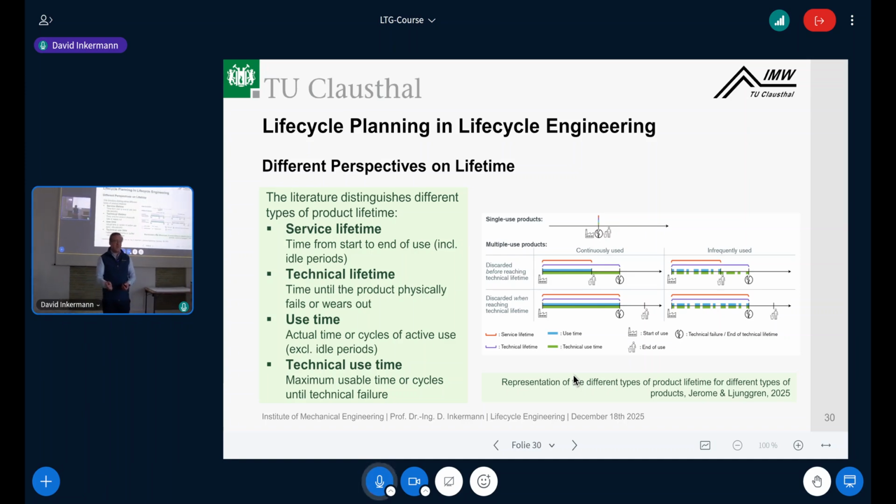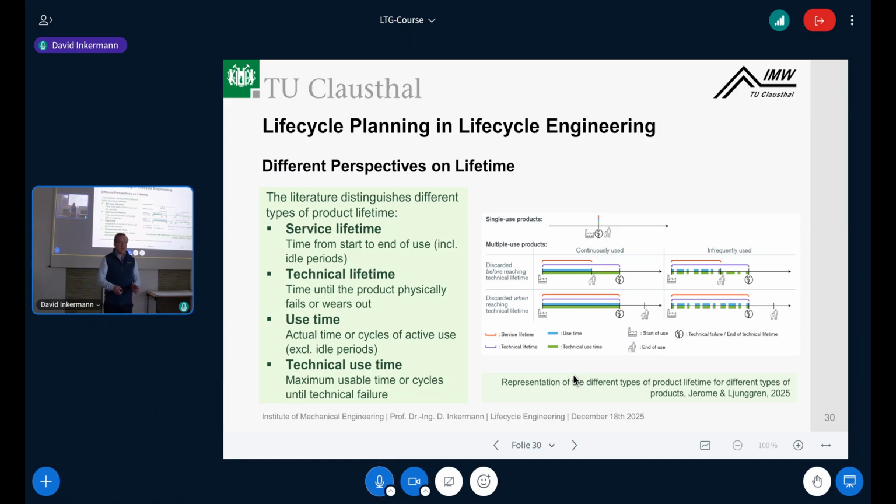Yeah, service lifetime is just the time from the start to the end of the use, also including every period where you are not using the product. And the use time is really the time you are standing on your scooter, where you are driving your scooter. That is the use time. And for sure, both are relevant in order to assess the environmental impact, for instance, because if you are using the product continuously, for sure that drives wear, but at the end you are using the resources also more efficiently.